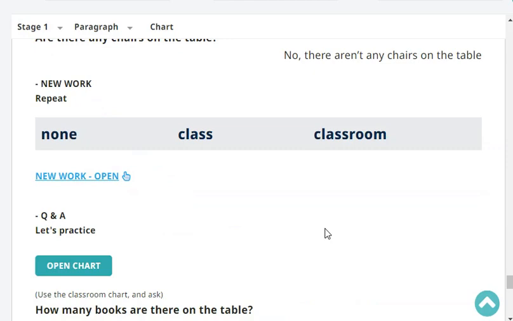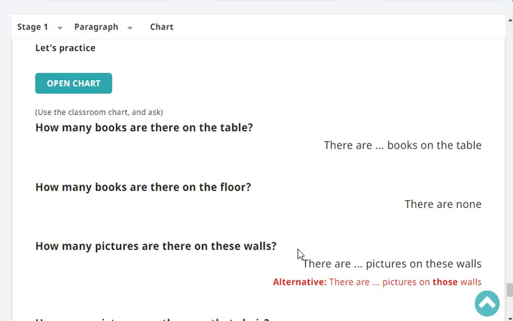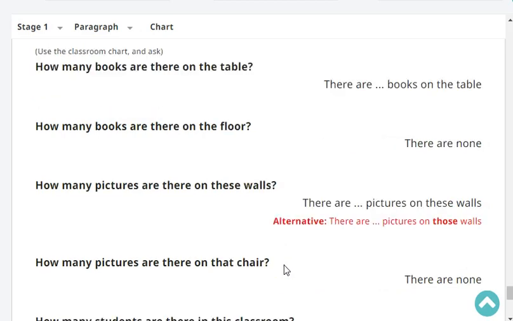None. Classroom. How many books are there on the table? There are three books on the table. How many books are there on the floor? There are none. Very good. How many pictures are there on these walls? There are two pictures on these walls. How many pictures are there on that chair?